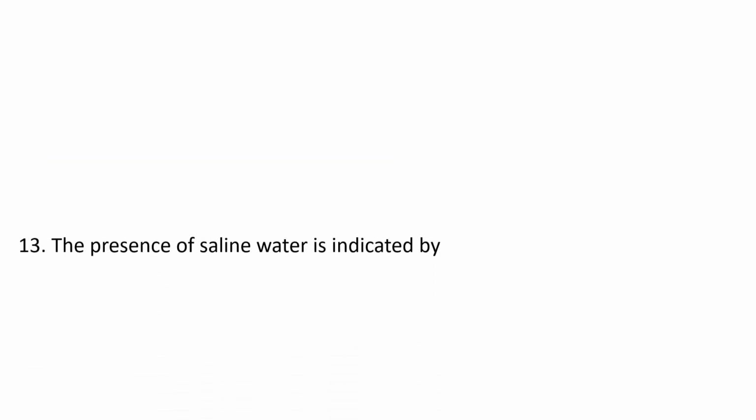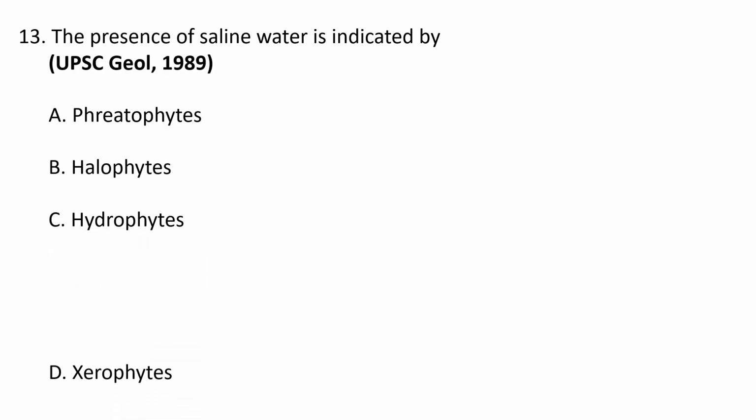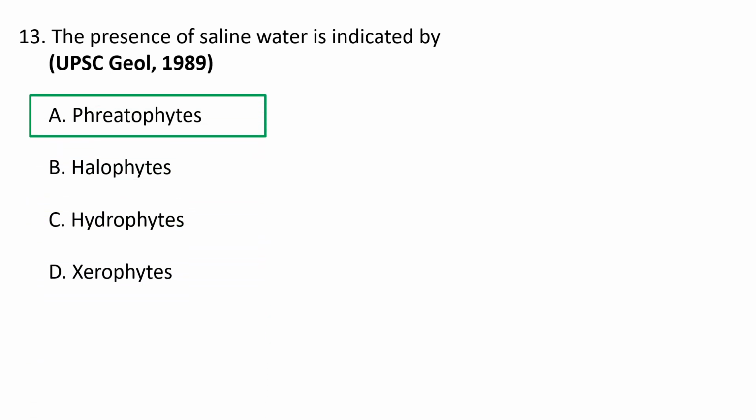Next question. The presence of saline water is indicated by A. Phreatophytes, B. Halophytes, C. Hydrophytes, D. Xerophytes. Generally the presence of saline water is indicated by phreatophytes.